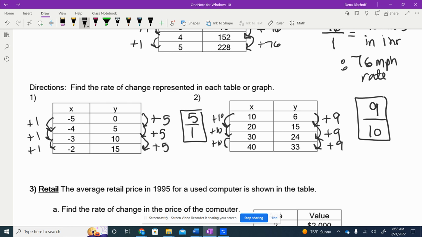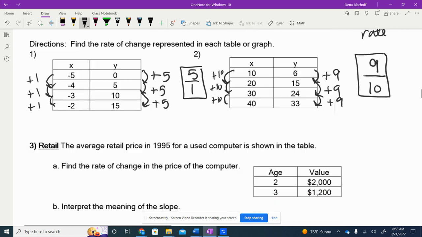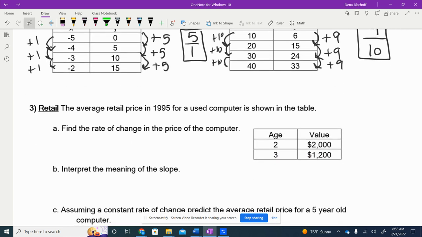All right. Now let's look at the average retail price of a computer. So this is the value of a computer represented in this table. So it says that we need to find the rate of change for the price of the computer. So what happened here? Did the price go up or go down? How much? So -800. What happened over here? +1. So the rate of change is -800/1.